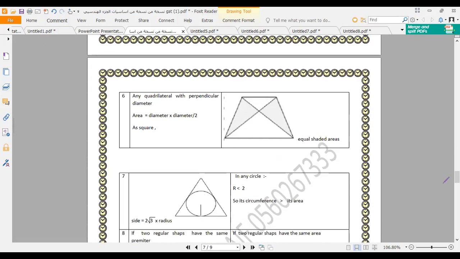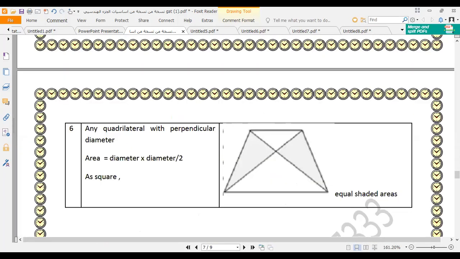Okay, the next figure here, we almost, alhamdulillah, finished the geometry. Now, in this point here, any quadrilateral with perpendicular diameter, what is the meaning of this word? This means I have a square or rhombus. These are quadrilaterals and they have perpendicular diameters or diagonals. So only for a square and rhombus you can find their area using diameter times diameter over 2, or diagonal times diagonal over 2.